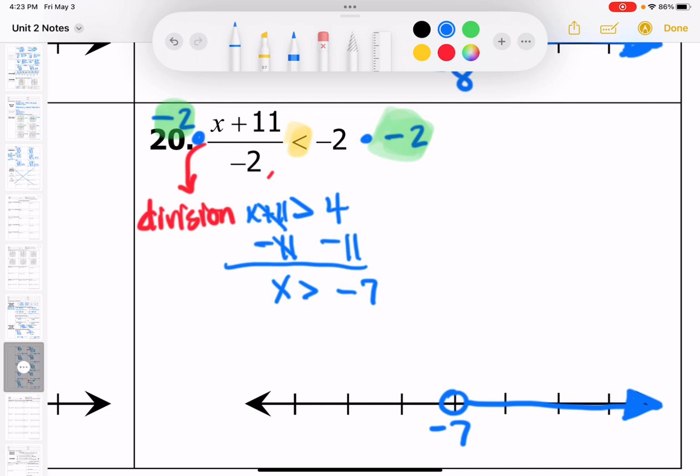And that concludes the lesson today for graphing inequalities.